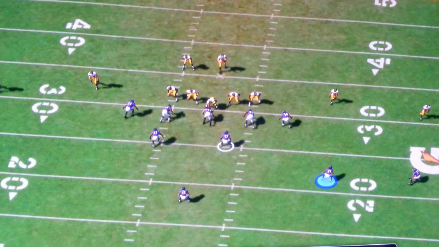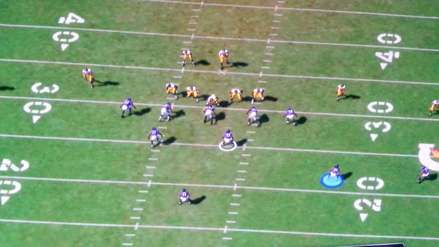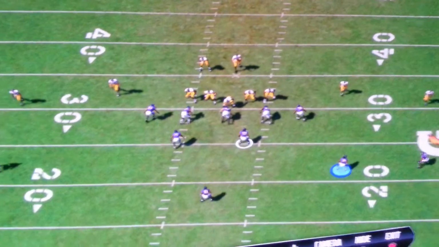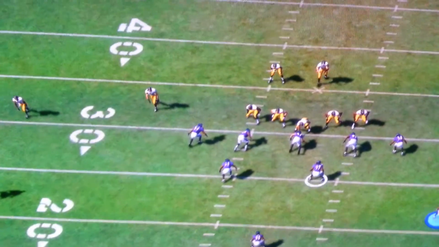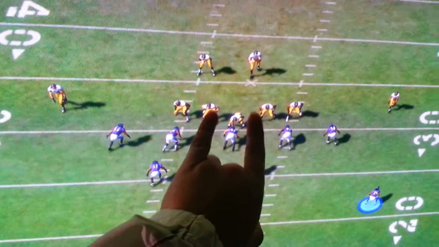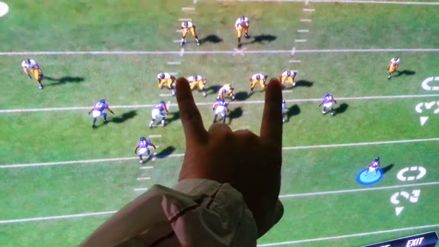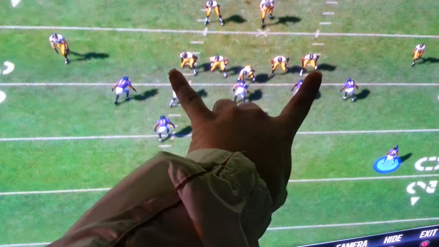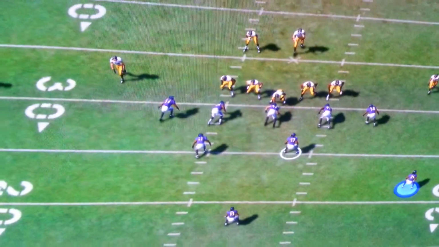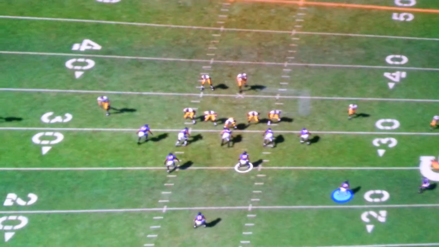This video will cover offensive and defensive gap techniques and responsibilities. When you're trying to study gaps, the first thing you want to understand is that both gaps between the guard and center are the A gaps. The gaps between the guards and tackles are the B gaps, and the gaps on the outsides of the tackles are the C gaps. Those are the offensive gaps.